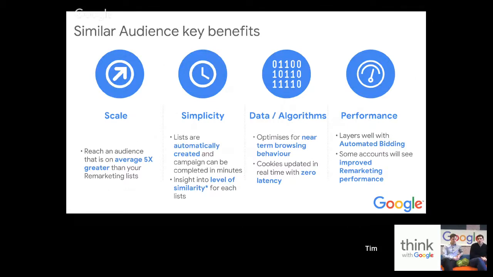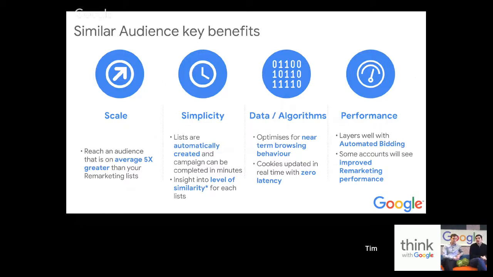First of all, the scalability of things. You can reach an audience that is on average 5 times greater than your remarketing list. So if you're looking at potentially a seasonality push or a product launch or a promotion push, these are things which will get your brand out there and really help you reach those most engaged users that have not been on your website yet. The simplicity aspect of things as well.